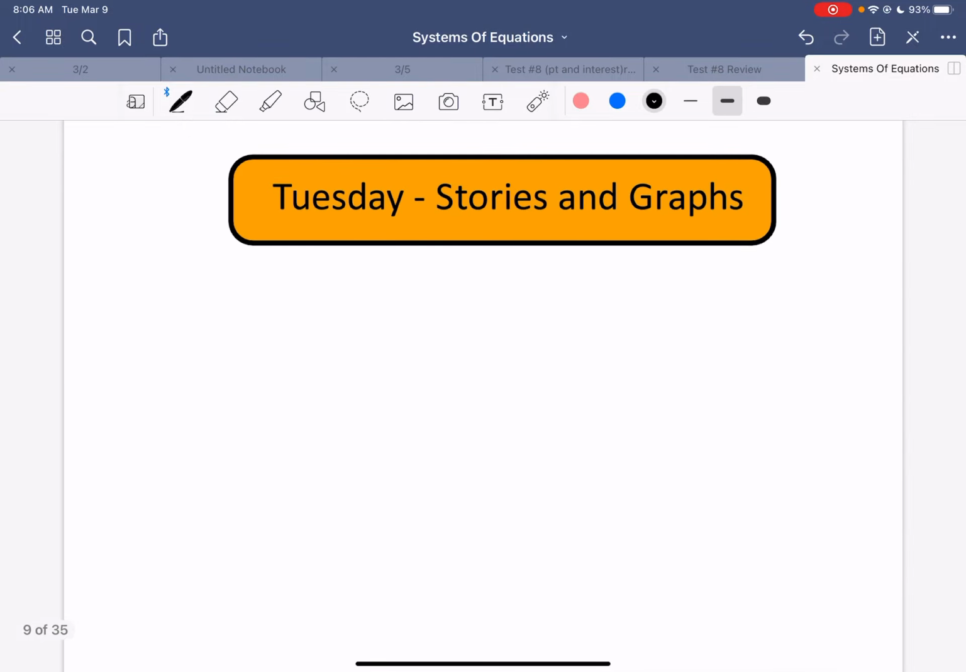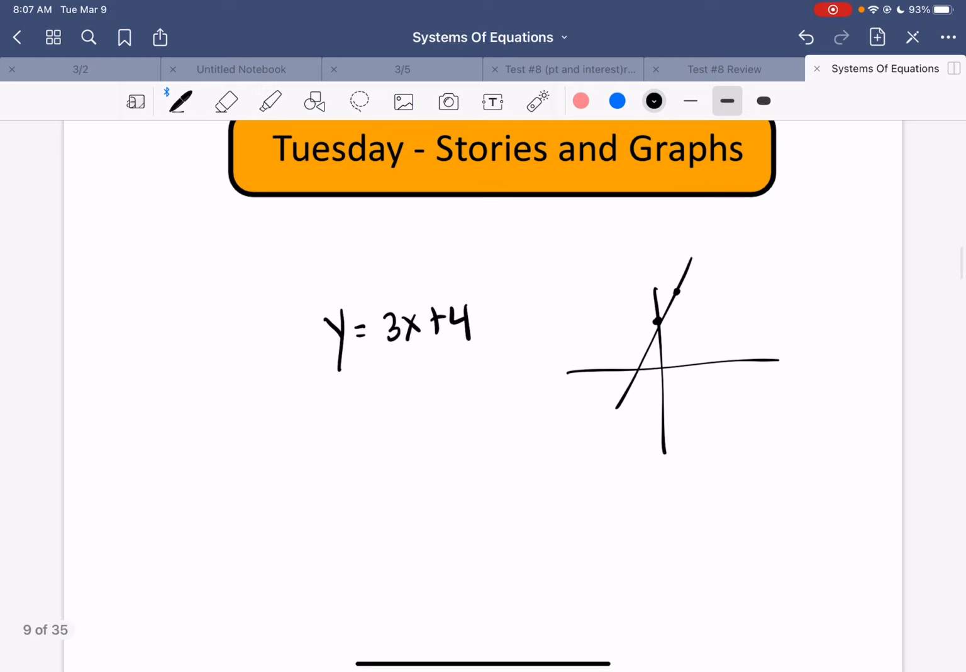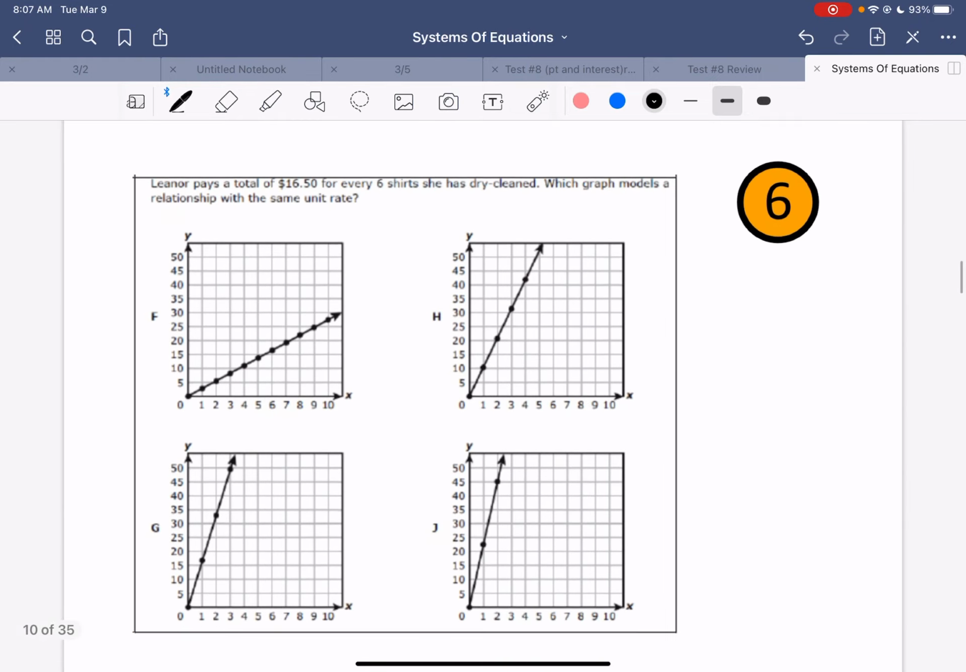So the next thing we need to cover is stories and graphs. Because obviously we're not always just going to be given y equals 3x plus 4, and that's the only thing you're ever going to have to do, and then you put it on a graph and so on and so forth. Sometimes we're going to be given real life scenarios where this concept of linear equations would be input. So let's do that with this first example.